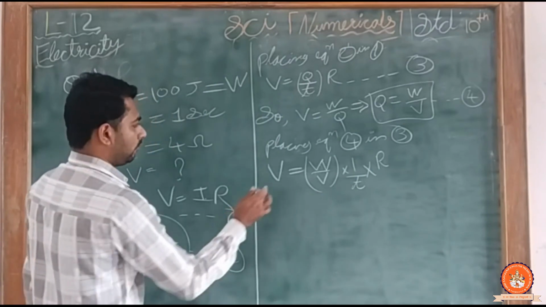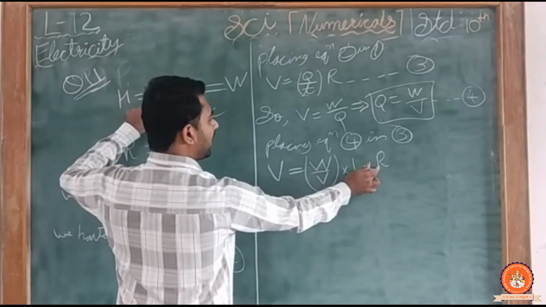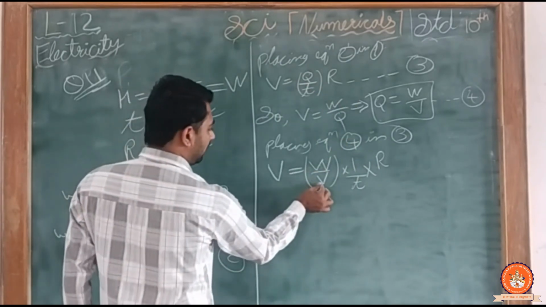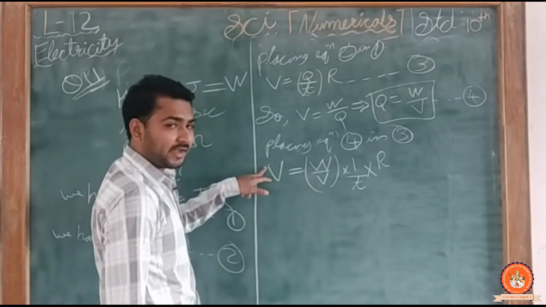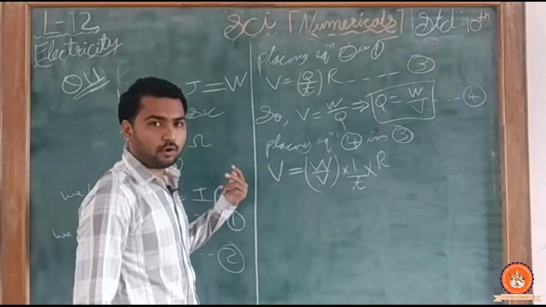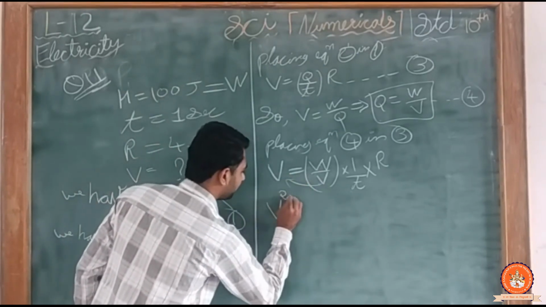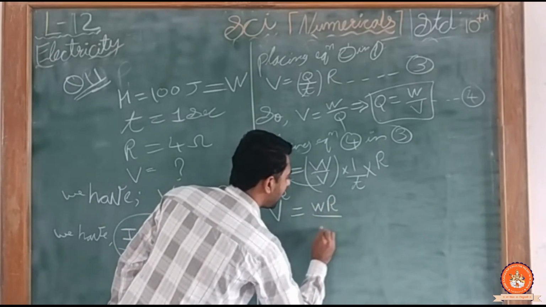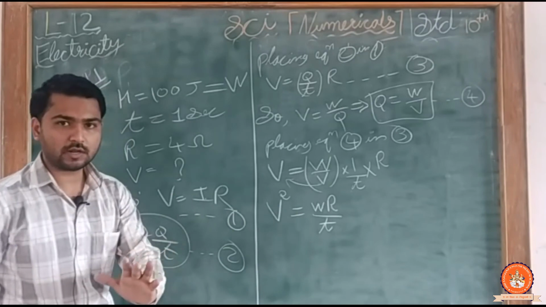Clear? Now we have the value of W. Yes. We have the value of T. Yes. We have the value of R. Yes. We have to find the V. So I will make this V, which is in division form, go to the opposite side of the equal to sign. This V will come here. So it becomes V square. Okay. So it becomes W R by T. What is the formula? W R by T is the formula.